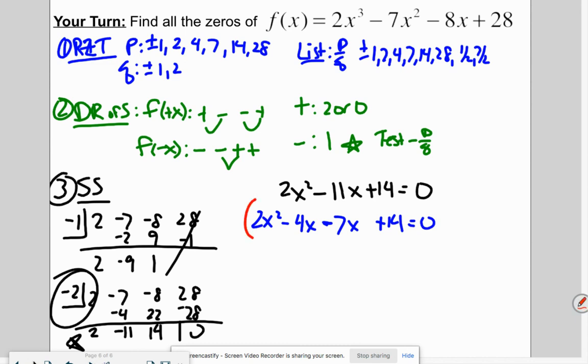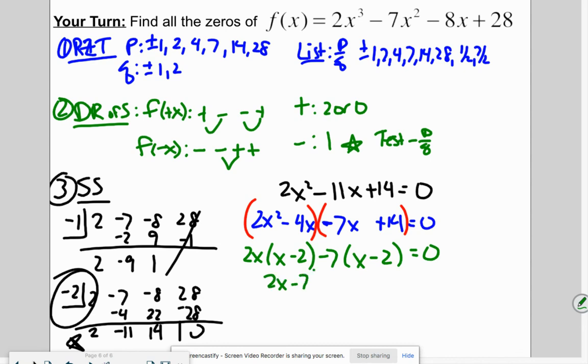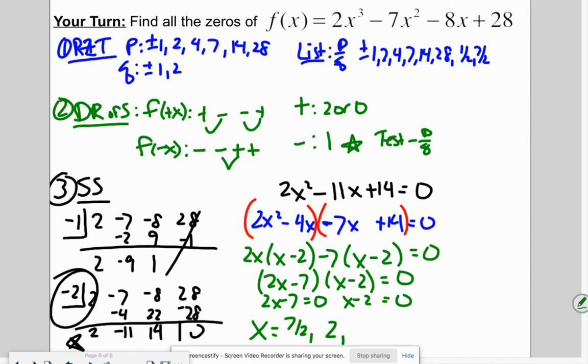Awesome. So we're going to group these guys together and group these guys together. So I can factor out a 2x, and I'm going to have x minus 2. And I can factor out negative 7. I'm going to have x minus 2. There we go. So I have 2x minus 7 times x minus 2. And using the zero product property, 2x minus 7 equals 0, x minus 2 equals 0. So x is going to be add 7 divided by 2, 7 halves, positive 2, and negative 2.